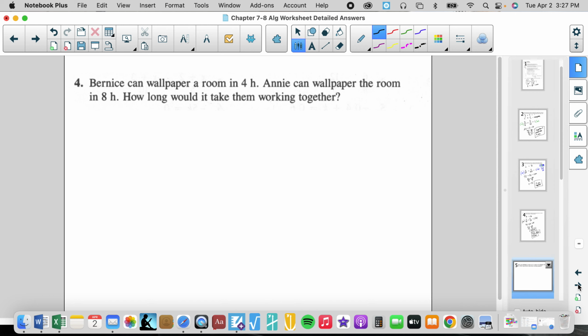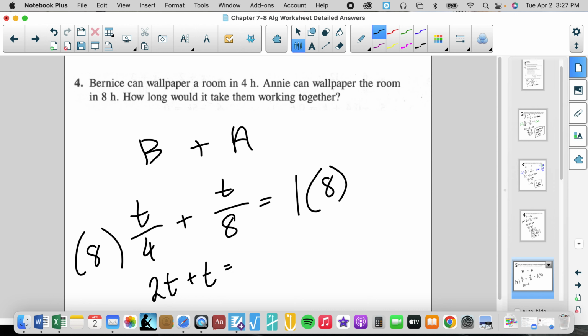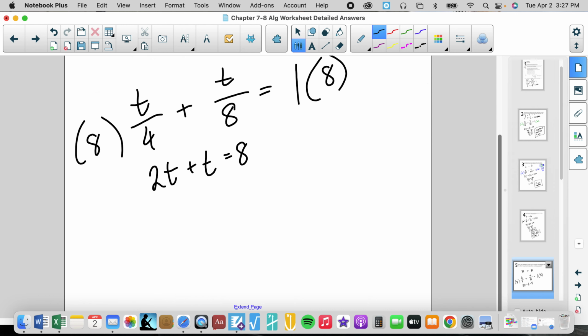Good. Bernice can wallpaper a room in 4 hours. Bernice is 4. Annie can paper the room in 8 hours. How long will it take them working together? We're going to multiply it by 8. We get 2t plus t equals 8. We're going to get a funky answer again. 3t equals 8, divided by 3.